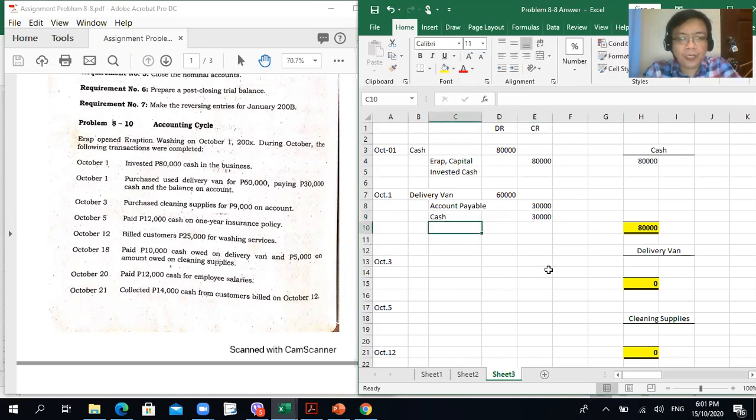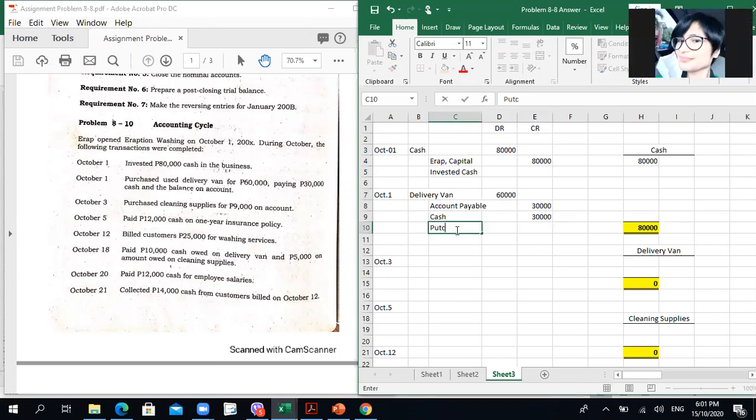By the way, in terms of the principles of balance, what we debit should always be equal to credit. So 60,000, 60,000. Very good. We debit delivery van 60,000 and we credit accounts payable and cash. Balance? Yes. Very good.